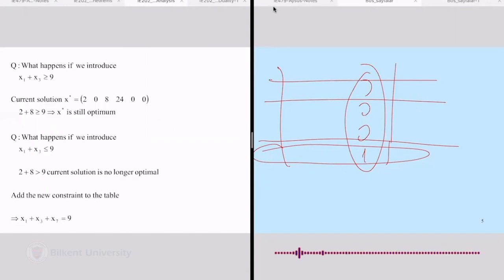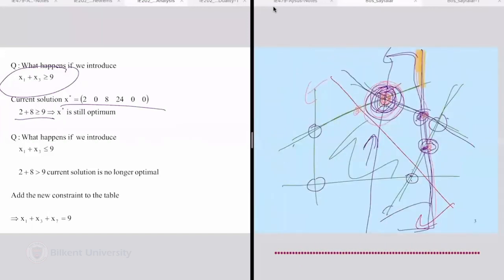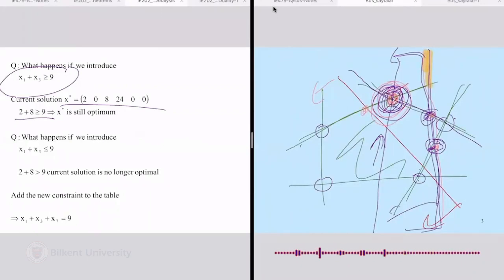Yeah. What happens if we introduce this: X1 plus X2 over 3 greater than or equal to 9? Okay. Now my current solution is this. So check, is it still feasible? Yes. The constraint I just added is the purple one here. It's not affecting my feasibility. If I remain feasible, I will remain optimal anyway. So I'm still optimal. I don't need to do anything. Nothing changes. B inverse is the same. C_B B inverse is the same. My current X star, which is this, is still optimum with objective function value 280.